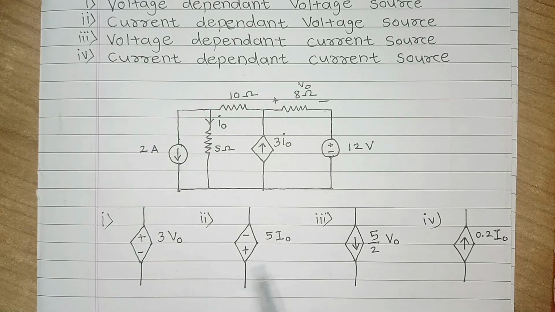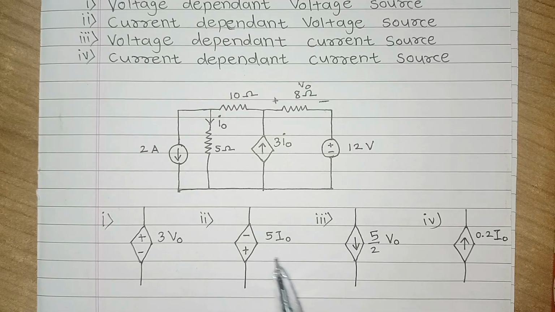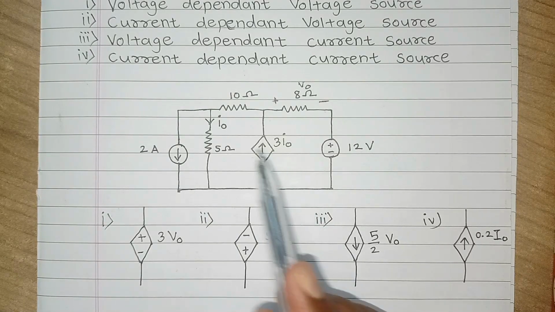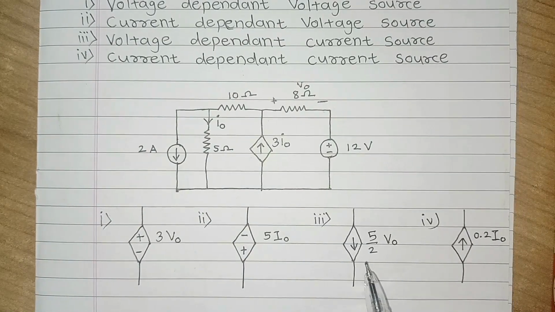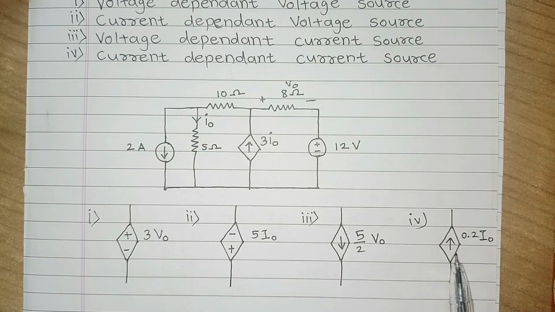Here you can see 5I0 is the current dependent voltage source. The current may be from any branch of the circuit. Here is the voltage dependent current source and here is the current dependent current source.